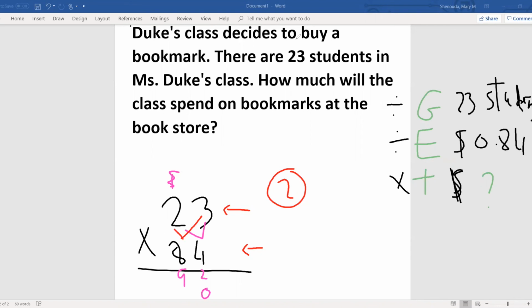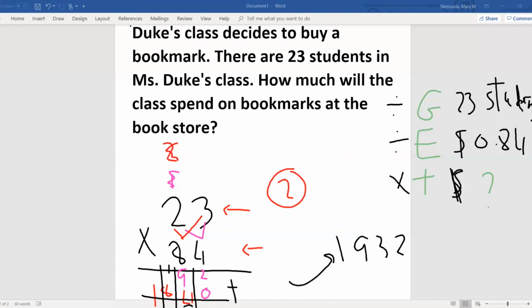8 times 3 is 24, 4, and I carry the 2. 8 times 2 is 16, plus 2 is 18. So that's 8 and 1. And it's getting a bit tight there, so let's organize it. And then I'm going to add those two numbers, and I'll put the answer right here. 2 plus 0 is 2. 9 plus 4 is 13. 3, and I carry the 1. 1 plus 8 is 9. And 1 plus nothing is 1. So the sum of 92 and 1840 is 1,932.